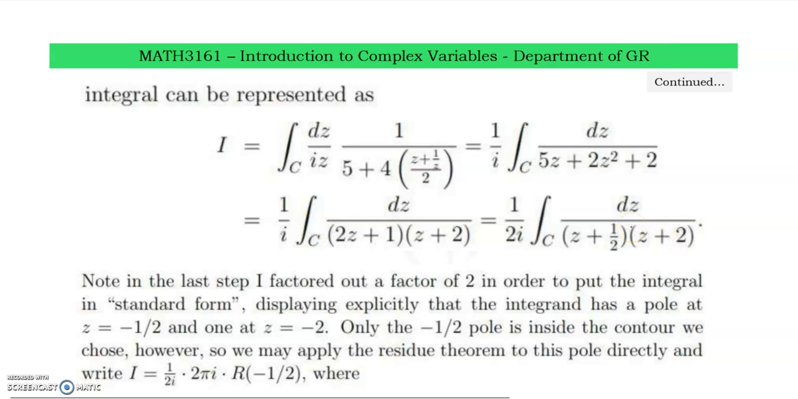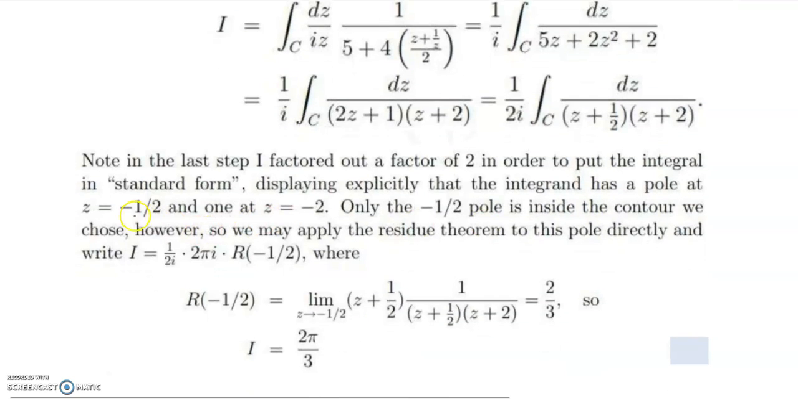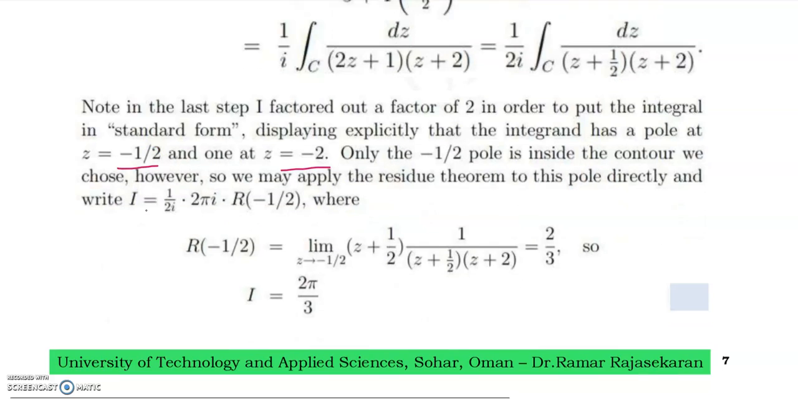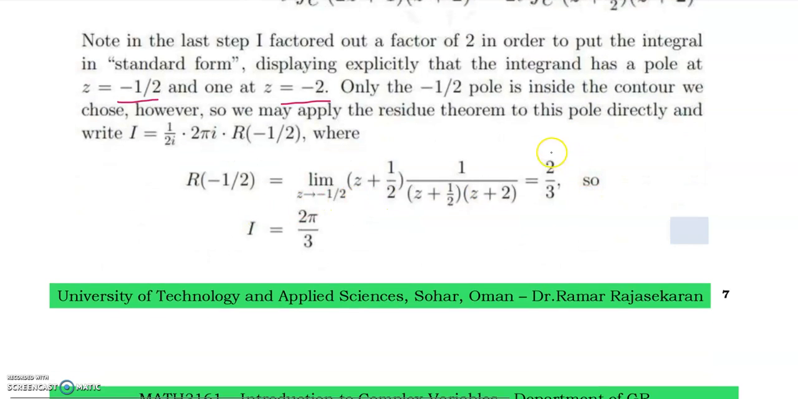Okay, so now what we do, we have to check which pole is inside. We now know that minus 1 by 2 is inside, and minus 2 is outside. So for the pole which is inside, we have to find the residue. Okay, we know the procedure. So you find the residue, this is the residue.